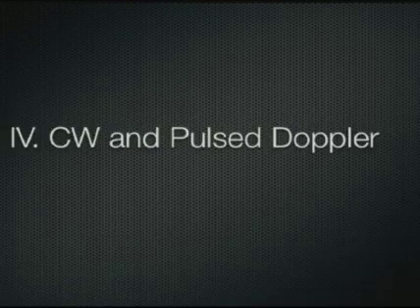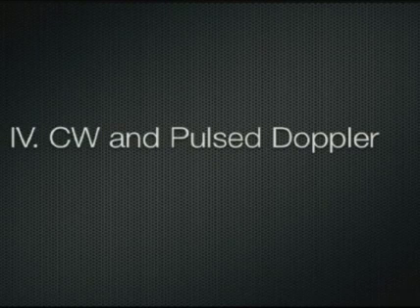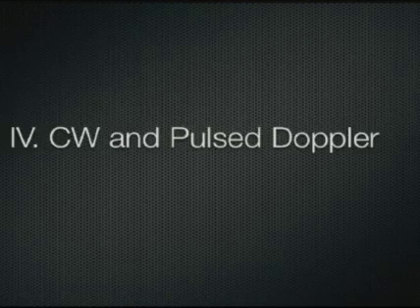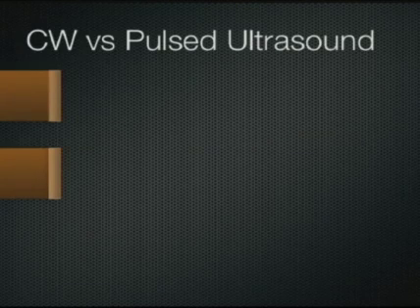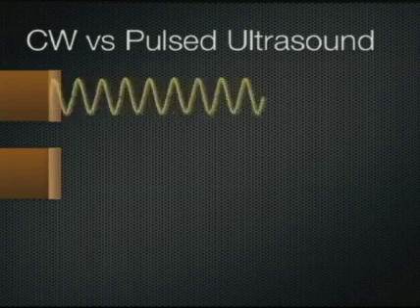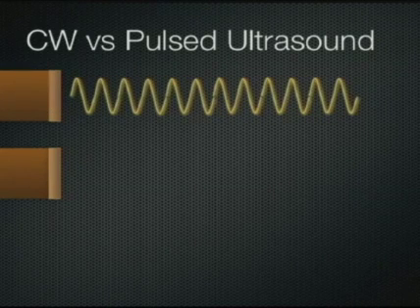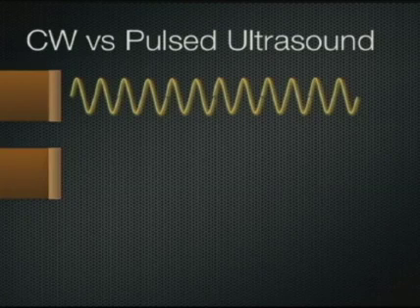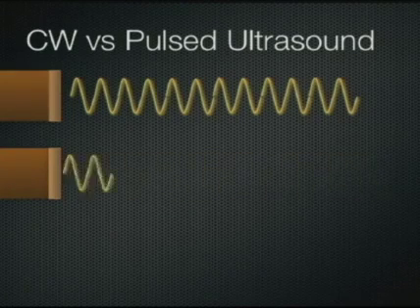In this section, I'll speak briefly about the concept of continuous wave and pulse Doppler ultrasound and how these are utilized. It's possible to produce ultrasound from a transducer in two ways. One is to produce a continuous stream of ultrasound emanating from the transducer, and the other is to produce the ultrasound in brief pulses of ultrasound delivered at very high rates.